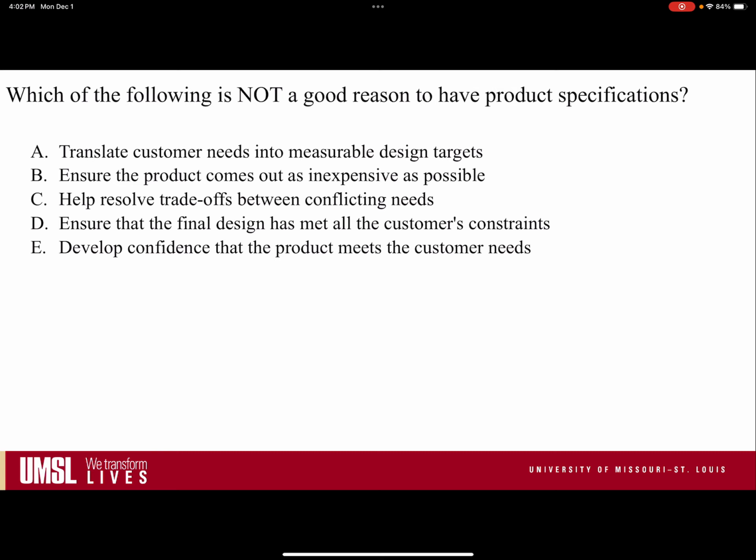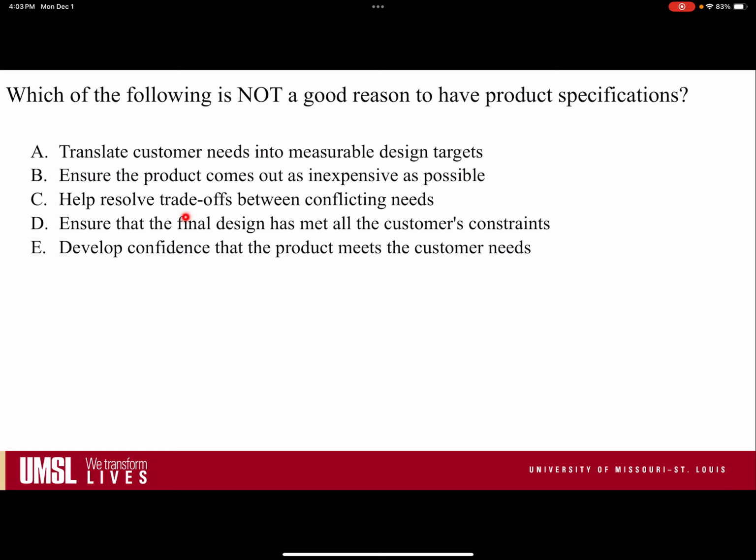Now that we have learned about the specs, can we say why we have specs or which one is not a good reason? Let's look at the first one. Translate customer needs into measurable design targets. Probably this is the most important reason that we have specs. We want measurable targets, something that we can measure and evaluate. We want the product to be as inexpensive as possible? Definitely not. So B is the answer here.